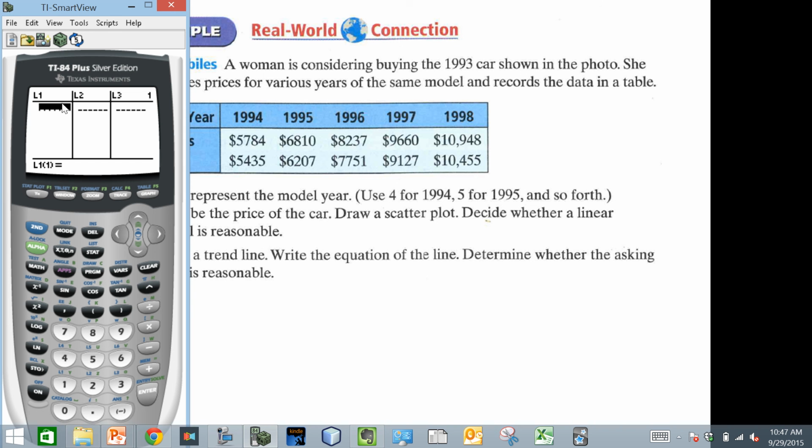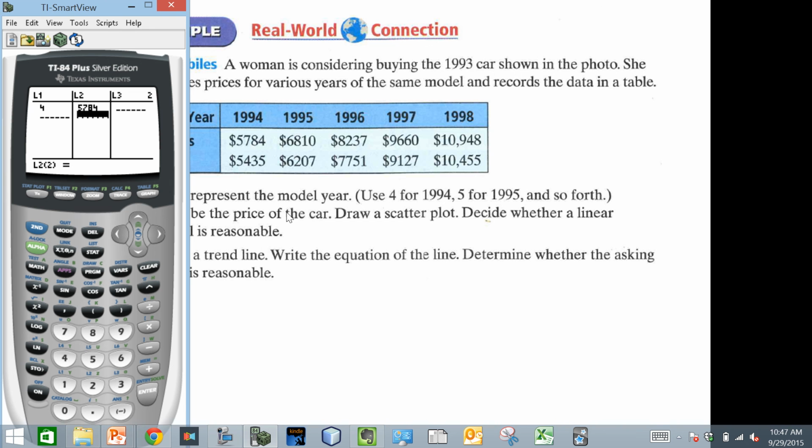Okay, and so now list 1 is going to be your x's, list 2 is going to be your y's. So I'm going to put in 4. Don't want that. Clear. 4, and hit enter. All right, and so 5784 would be over in my y. So let me move you on over. There we go. 5784 and hit enter. Okay, so we've got those.